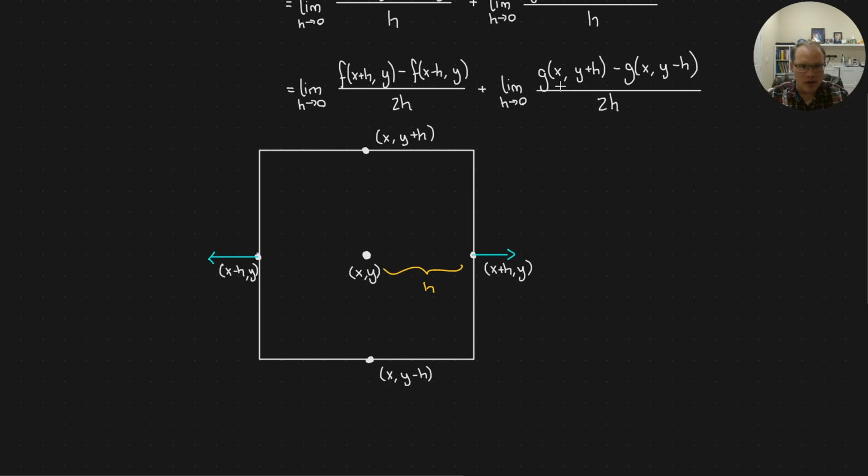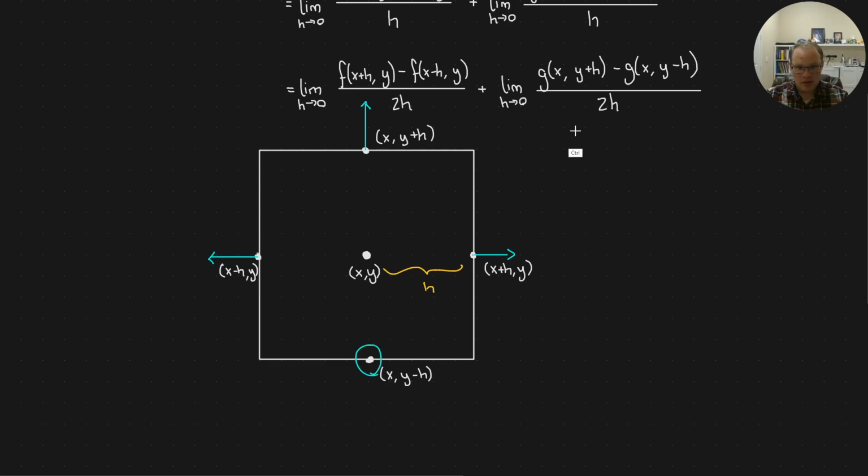And then over here, we have g of x comma y plus h. This is the point. g is the y component of our vector field, so it's measuring how much the vector field goes up and down. At this point, we're measuring up and down, and it's a plus in front, so we count positive if we go up.